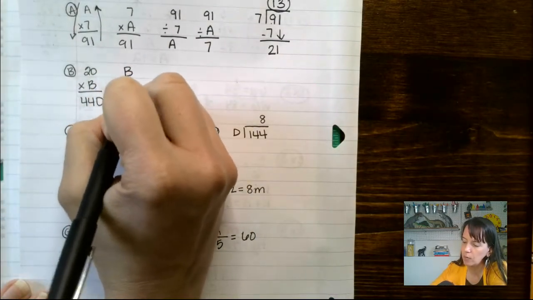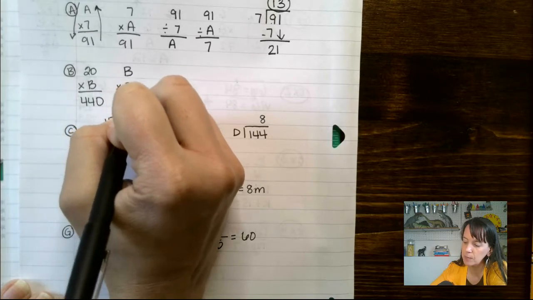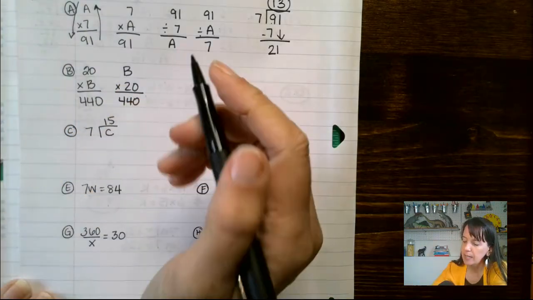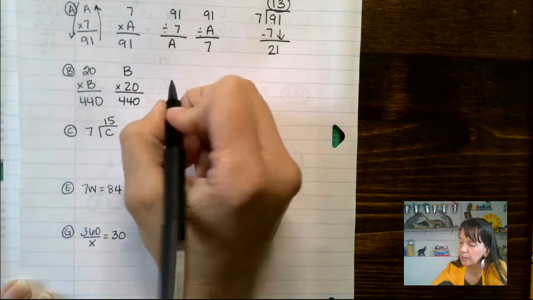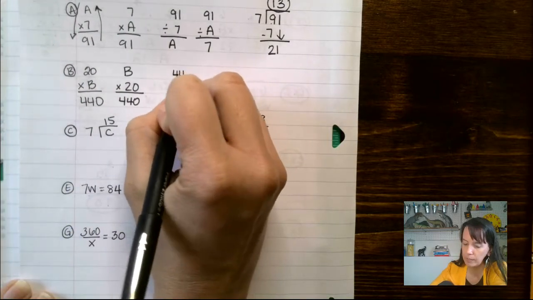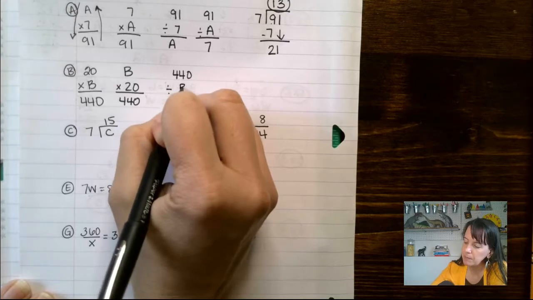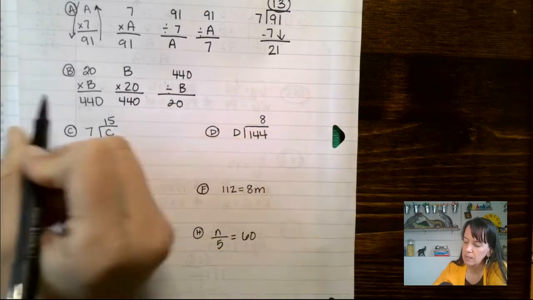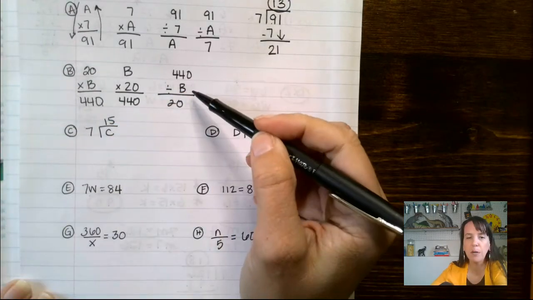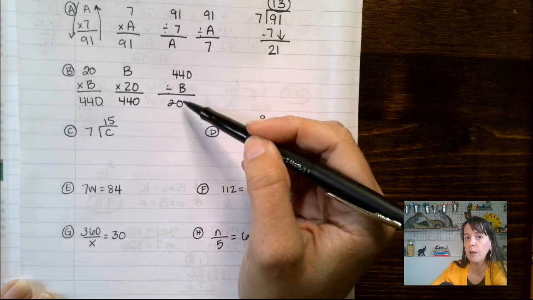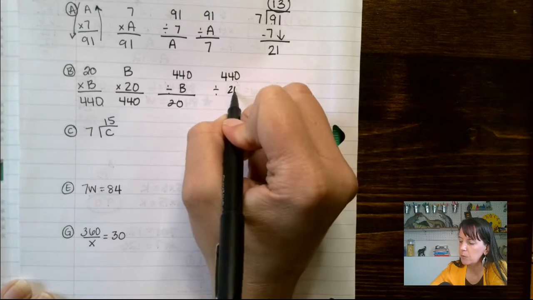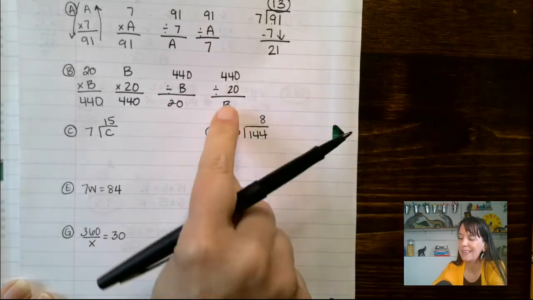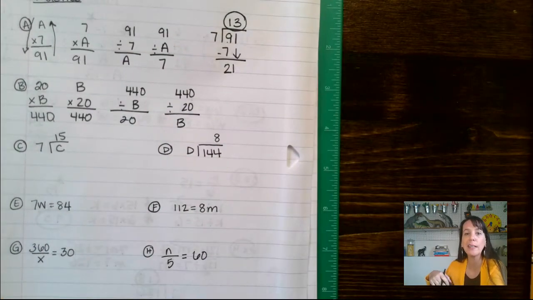B times 20 is 440. That's because we can flop the first two. Now, we divide or we multiply in this direction, so we're going to divide in the others. So we're going to get 440 divided by B is 20. That's this direction. And remember, with division, just like with subtraction, you can flop the last two. 440 divided by 20 is B. That's the moneymaker right there. That's the one we're going to need.